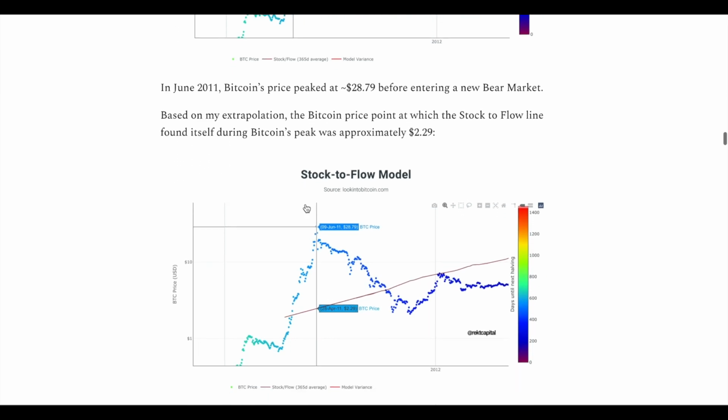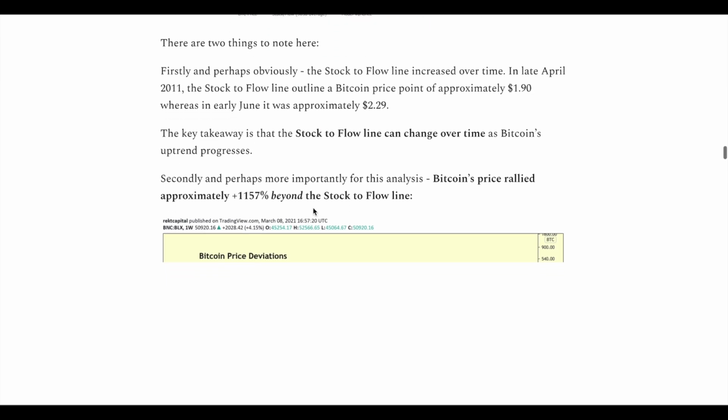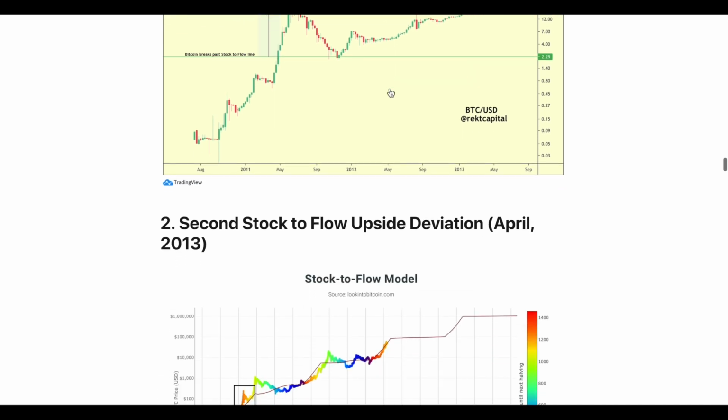So essentially in this article, I talk about how much Bitcoin's price deviated from the stock to flow line before reaching its bull market peak. In 2011, and I mapped this out here on a chart just to illustrate to you guys, once it broke past the stock to flow line, Bitcoin peaked at $28.79, and that was essentially a rally of 1,157%. Fantastic upside. What an upside deviation beyond the stock to flow line. So that's the first deviation.